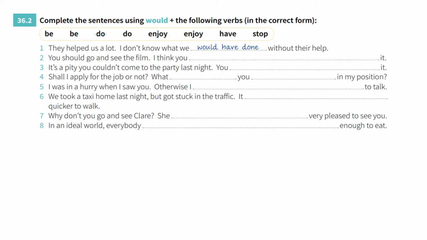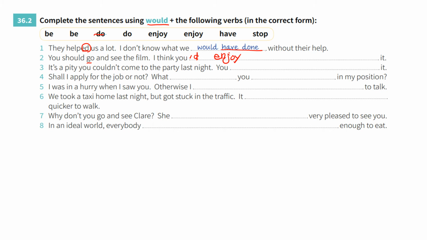Complete the sentence using would and the following verbs in the correct form. So do is already used. They helped us a lot. I don't know what we would have done without their help. Because this is past tense, we use the perfect. You should go and see the film. I think you'd enjoy it.